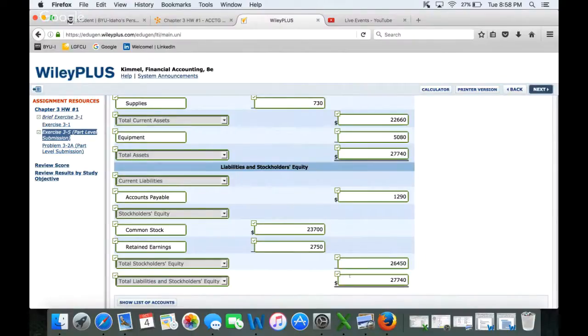And then to get your total liabilities and stockholders' equity for this section, you would just add the two together. So the 1,290 for the current liabilities, to the total stockholders' equity, the 26,450, gives you a total of 27,740. And a way to check if that's accurate is if it matches up with your total assets, which it does.